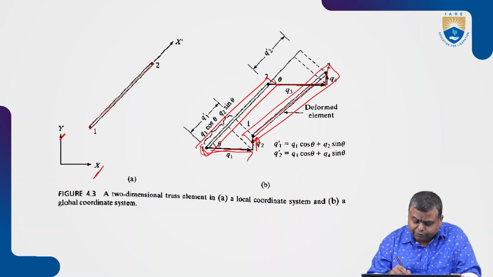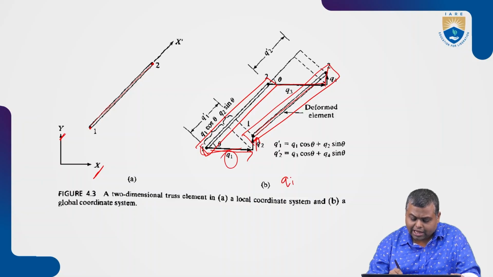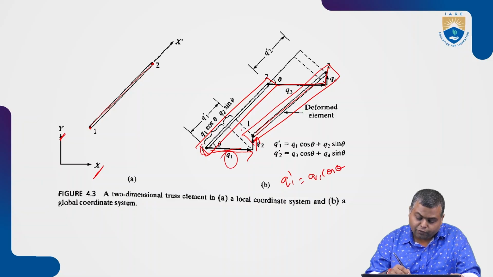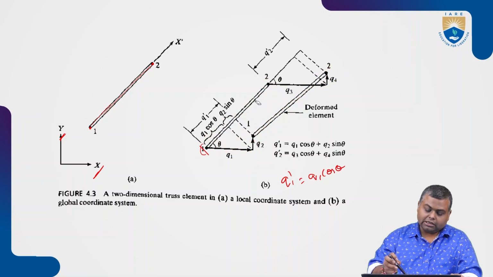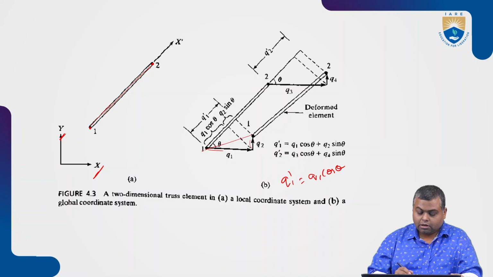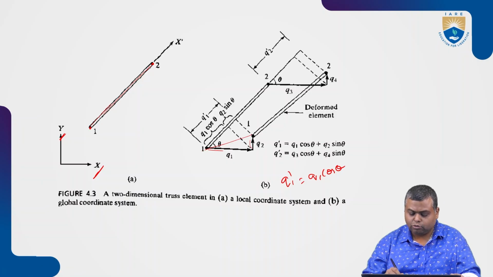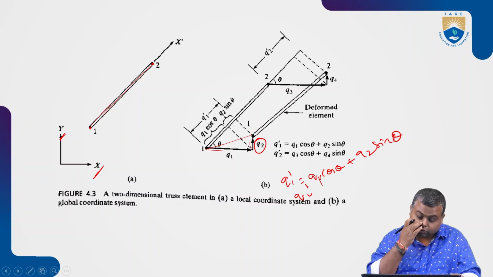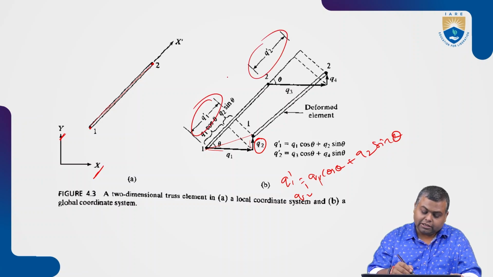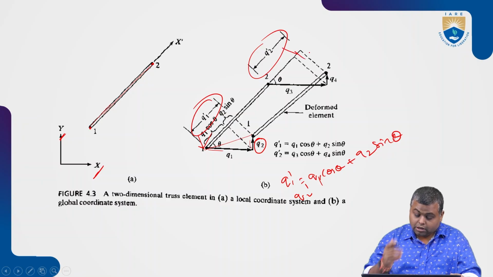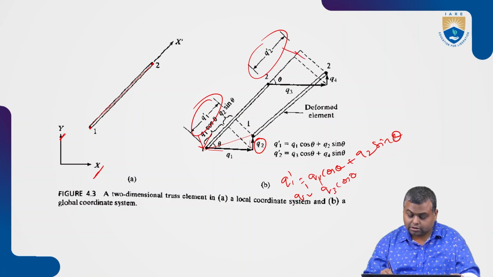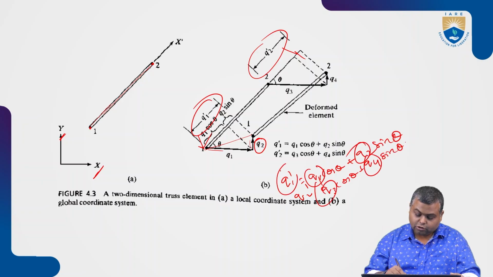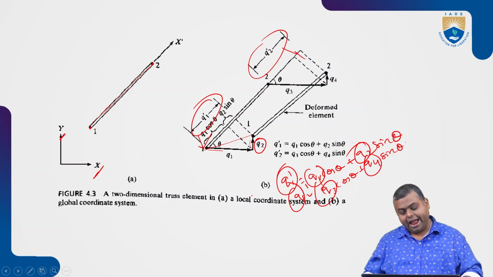Now, we can resolve this: Q1 dash is equal to Q1 cos theta. If I consider this as a triangular element, I can segregate this as Q1 dash is equal to Q1 cos theta plus Q2 sin theta. Similarly, Q2 dash and Q1 dash are the displacements at node 1 and node 2. So Q2 dash is Q3 cos theta. These are local displacements, and these are the global displacements for nodes A and B.